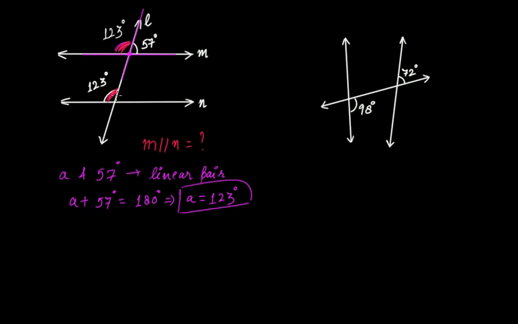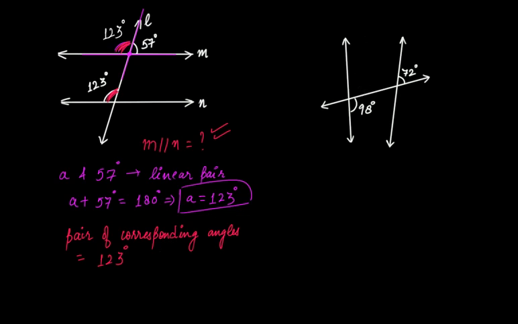Now these two angles are actually what? A pair of corresponding angles. Why? Because this is also above this line and this is also above this line M. Therefore they are a pair of corresponding angles, and in this case they are 123 degree, right? So the pair of corresponding angles is 123 degree and they both are equal. Therefore, yes, lines M and N are parallel.